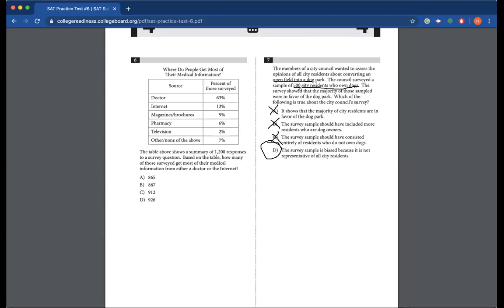Bias is like, is unfair, you could say. The survey sample favors one party over the other. So this survey sample basically means it's favoring the people who own dogs over people who don't own dogs. Okay, that's what biased means. Do you get that? Yeah, okay, cool.